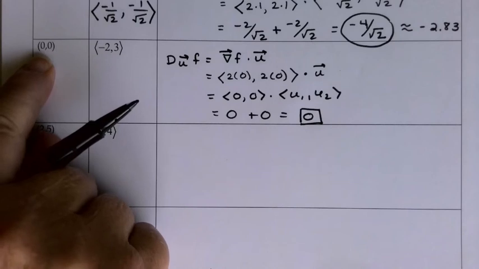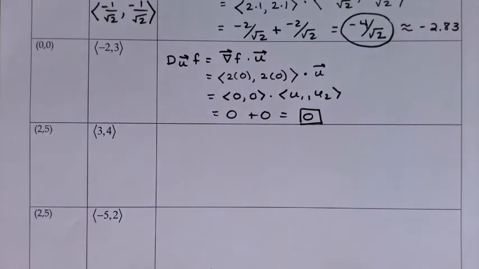And keeping in mind 0, 0, that's the vertex of the paraboloid, it would make sense that instantaneously the rate of change there would be 0. All the tangent lines at the vertex are horizontal.